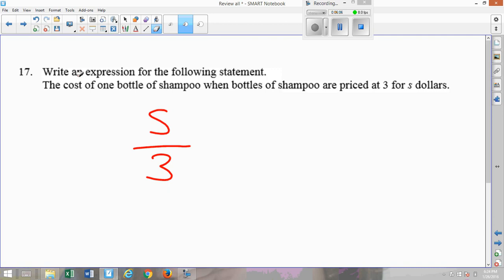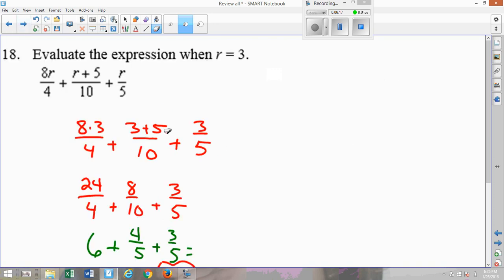Well, how much per bottle? You're going to basically divide by 3, so S over 3. That's it. Or you could have S divided by 3. Both are acceptable. Number 18, evaluate the expression when R is equivalent to 3 or R equals 3.